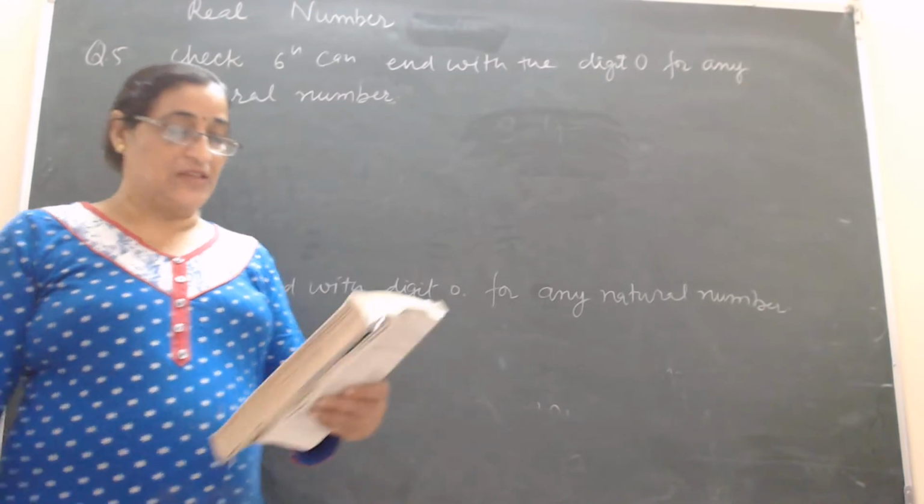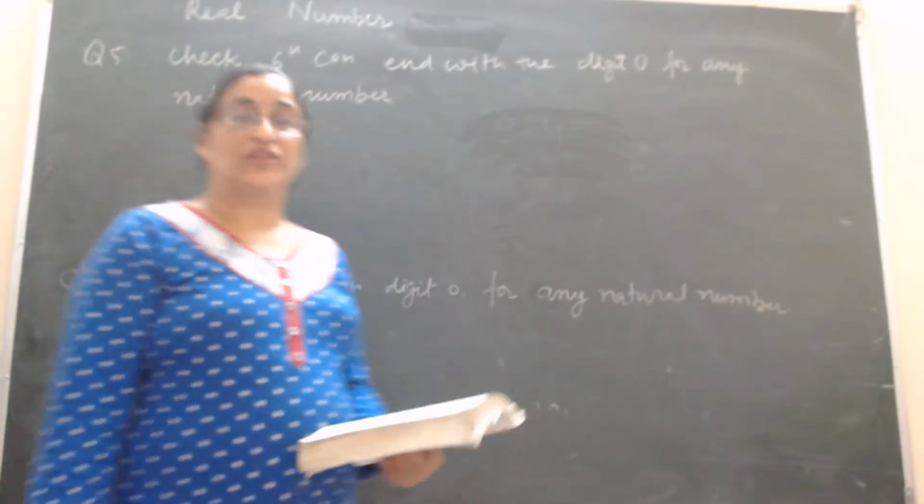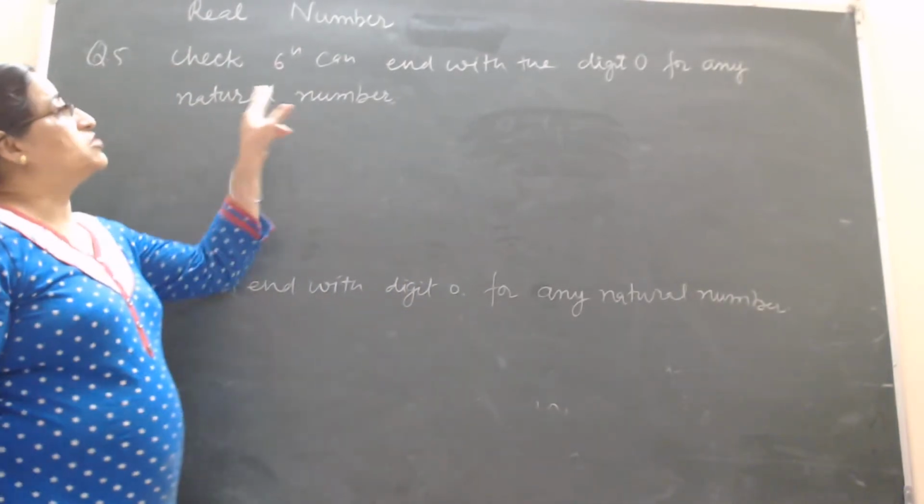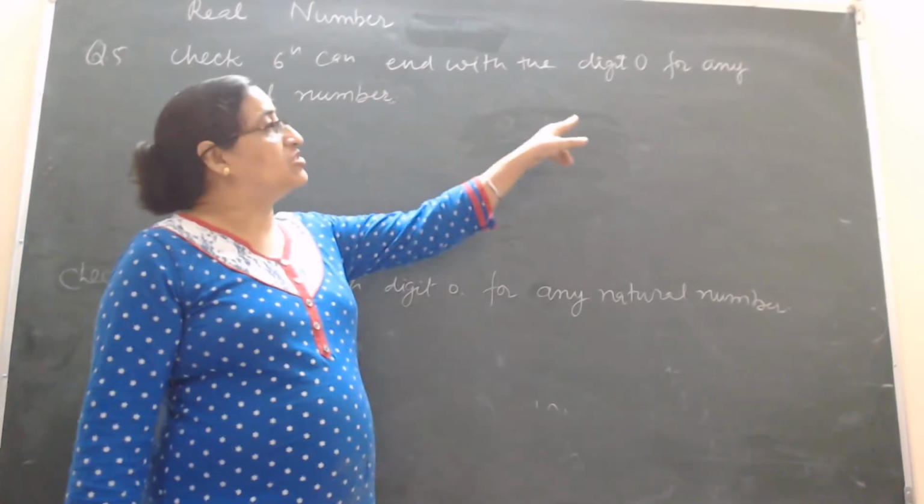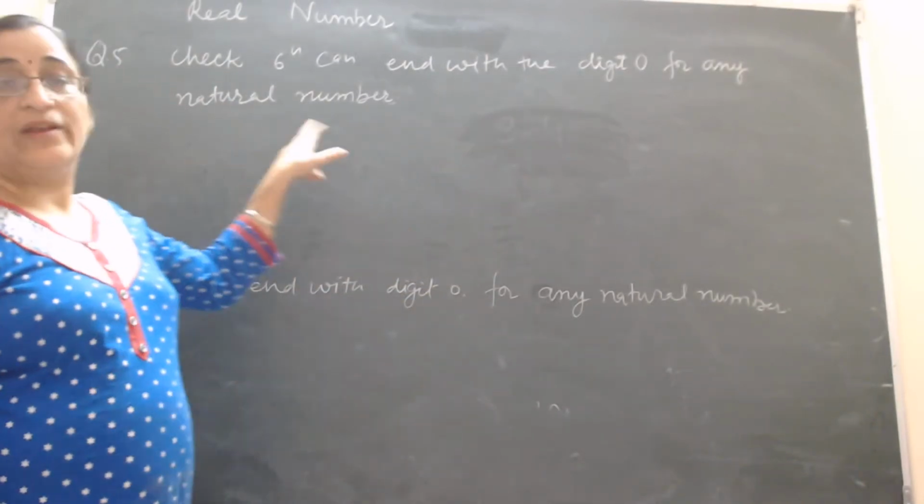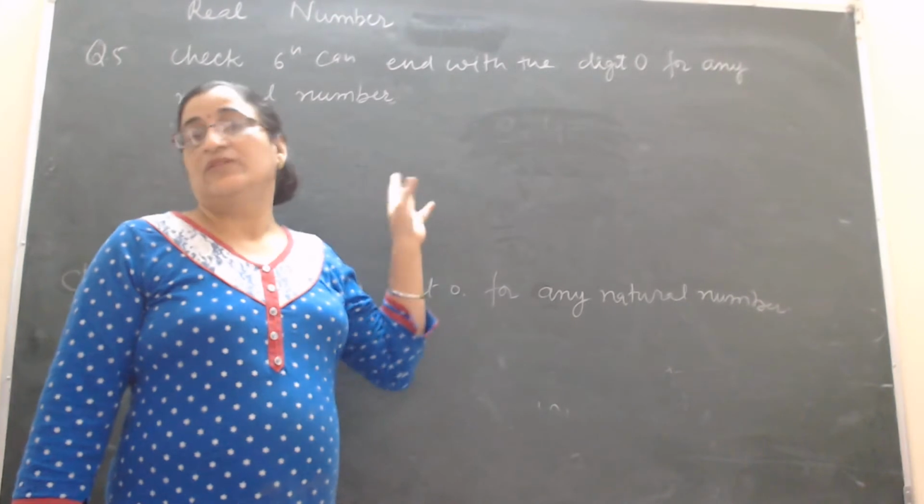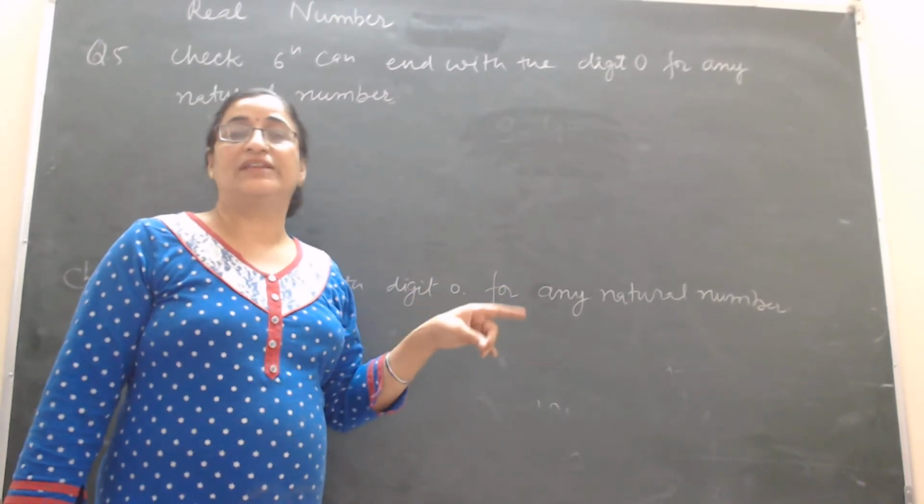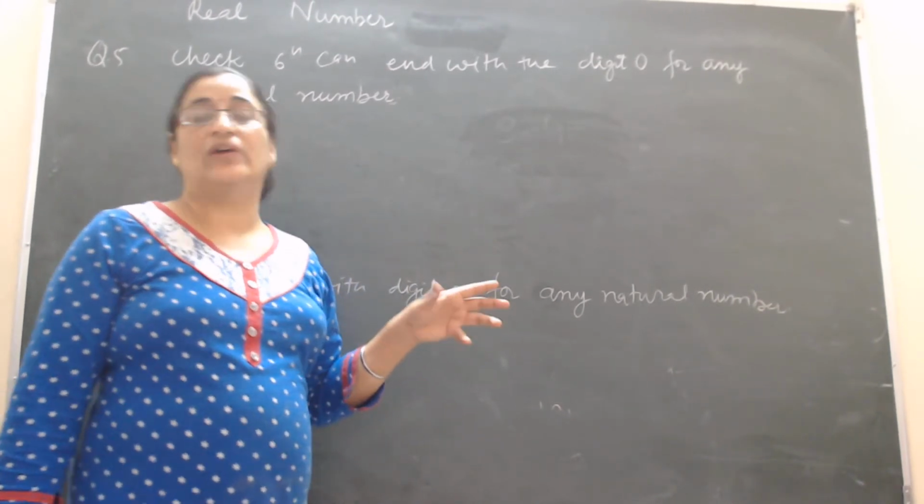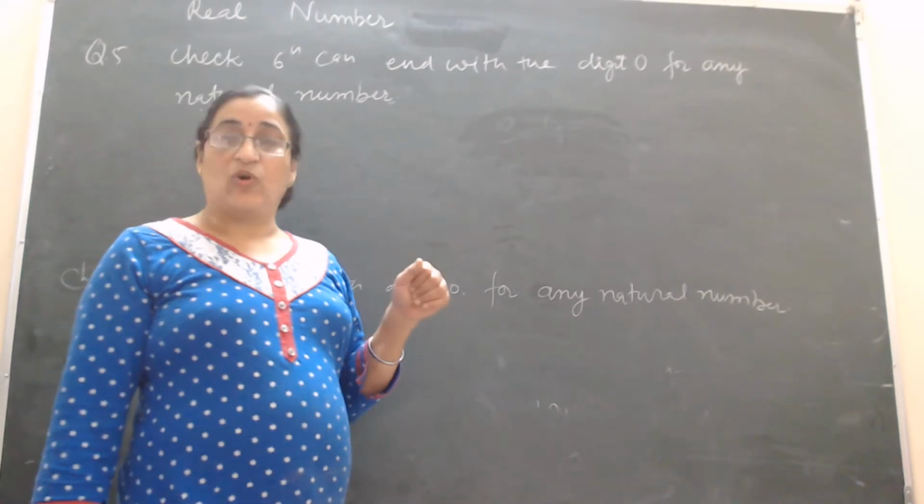Our exercise number 1.2. Our question is: check whether 4 raised to power n can end with the digit 0 for any natural number. Now first of all, what is a natural number? Natural numbers are 1, 2, 3, 4, 5 and so on. These numbers are called the natural numbers.